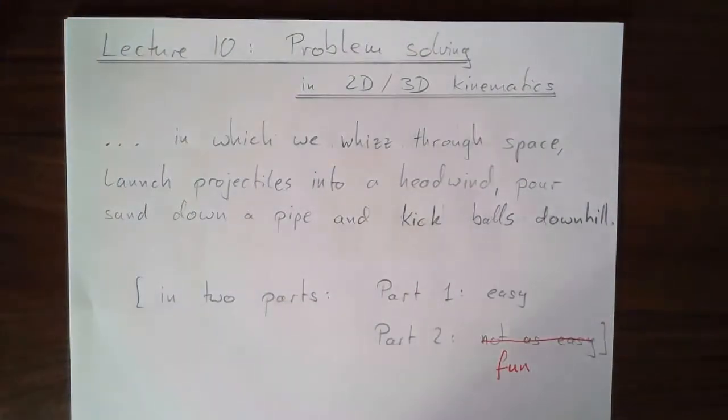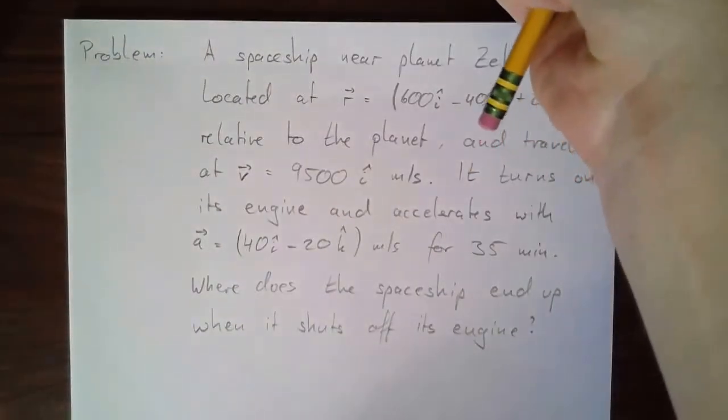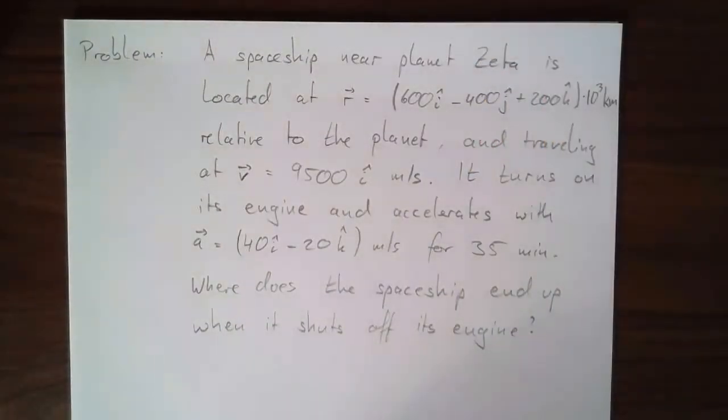There are 2 levels of difficulty in physics. There's easy and there is fun. Alright, let's get started. Here's our first problem. And those problems were taken from a textbook or slightly adapted from problems you find in a textbook.